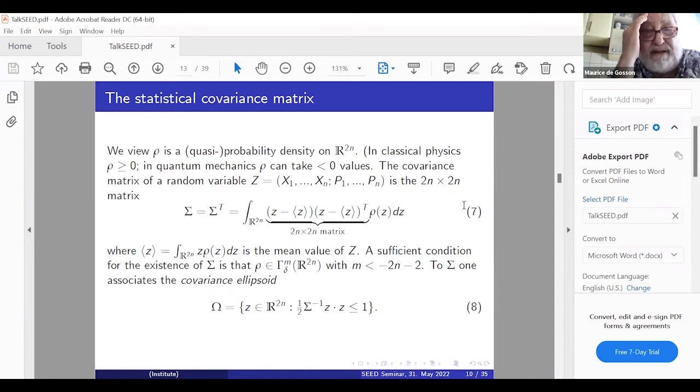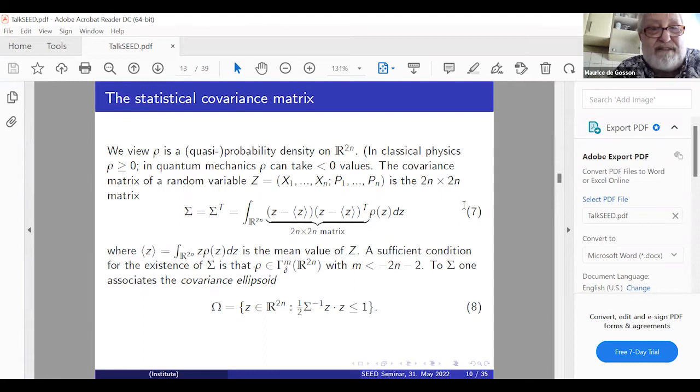Well, if it's positive, it's a quasi-probability density. It's a probability density. But as I said, the Wigner transform can take negative values, so rho is not always positive. The covariance matrix of the random variable big Z equal to X1, X1 up, and so on, is by definition the 2N by 2N matrix written in formula 7. It's a symmetric matrix here, and it's defined by the integral you see there.